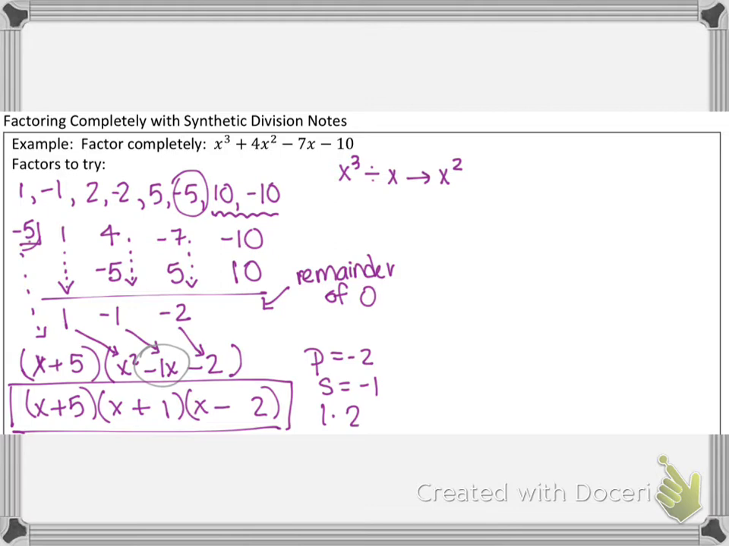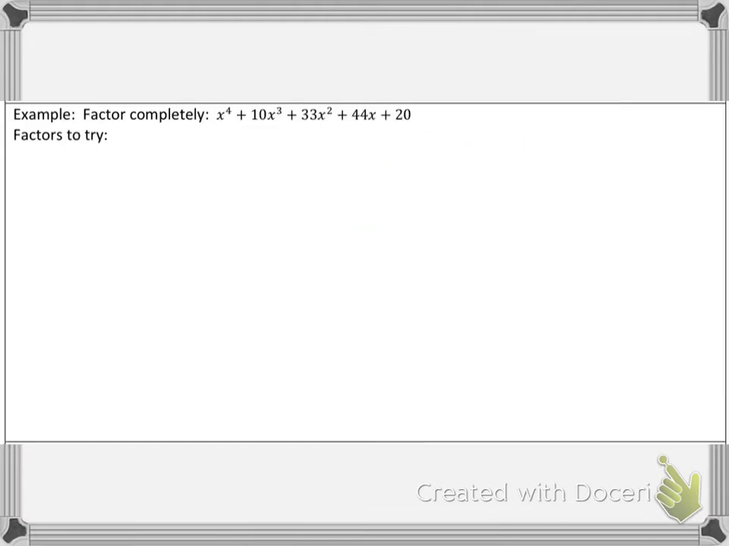If we hadn't gotten a remainder of 0, we would have had to go up to our list and try synthetic division with a different factor. So in the next example, hopefully I'll guess wrong and you'll get to see that process. Okay, if we're factoring completely on this one, we're going to look at the factors of 20, plus and minus 1, plus and minus 2, plus and minus 4, and plus and minus 10, plus and minus 20.